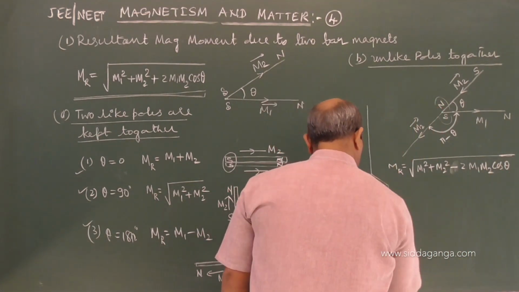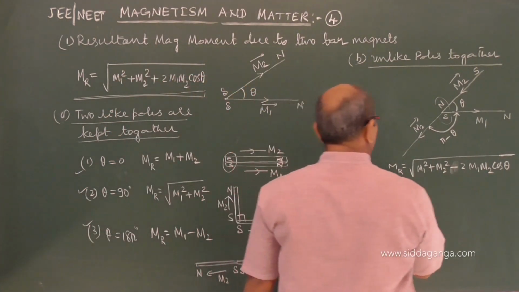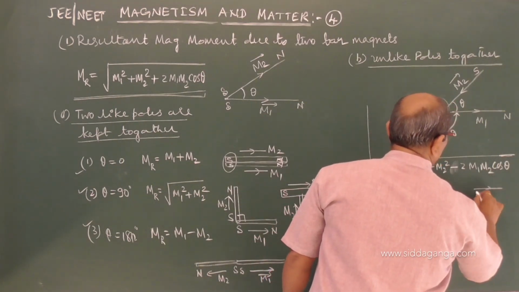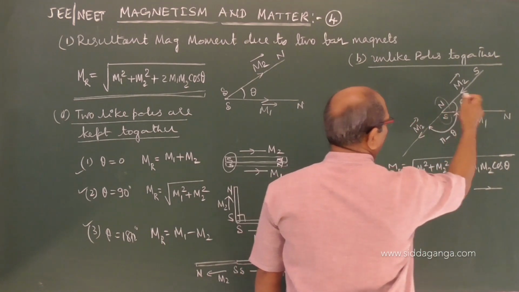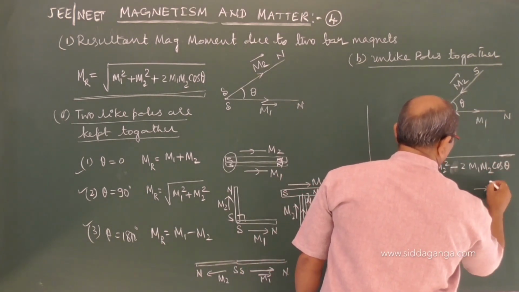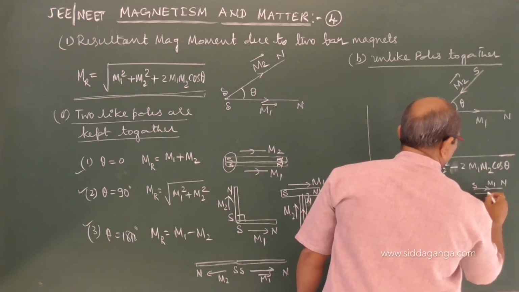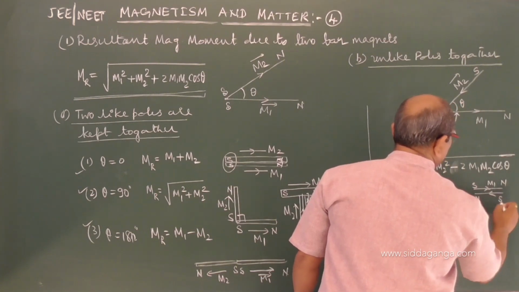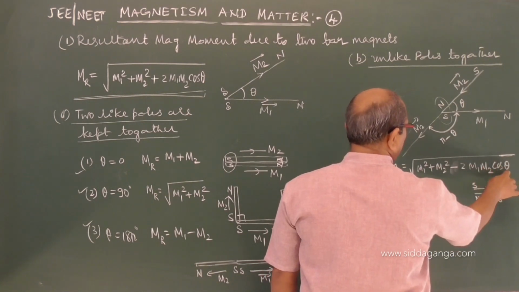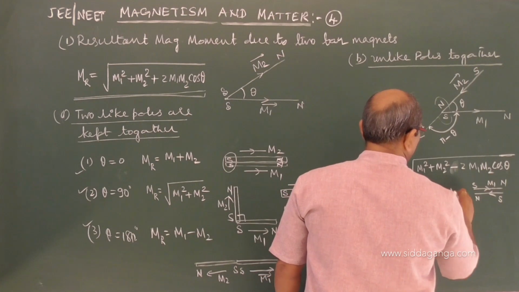So even in this case, if you take theta as 0, one above the other, if we consider this as M1 with S and N, but M2 is opposite, N and S. So if you substitute theta as 0, the resultant becomes M1 minus M2.